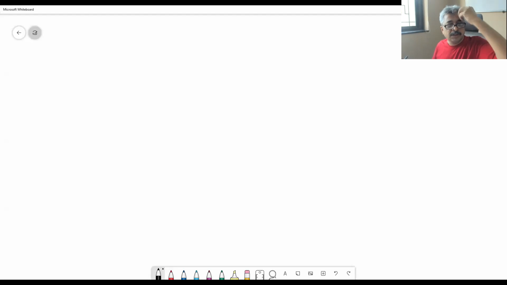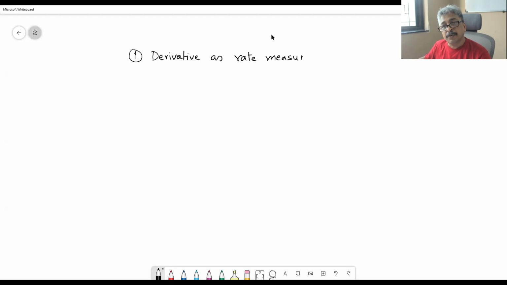Today we are going to discuss the last few things which are remaining of differential calculus. The first one is derivative as rate measure. In fact, we have solved a couple of problems in application of derivatives using this, but under this heading we have not discussed anything, so let us discuss that.